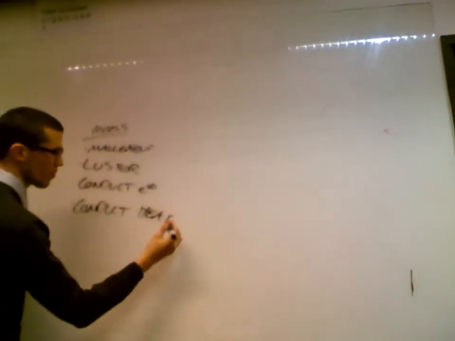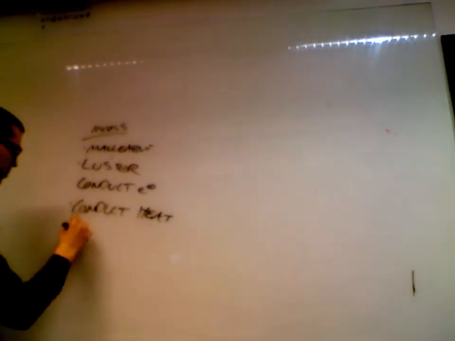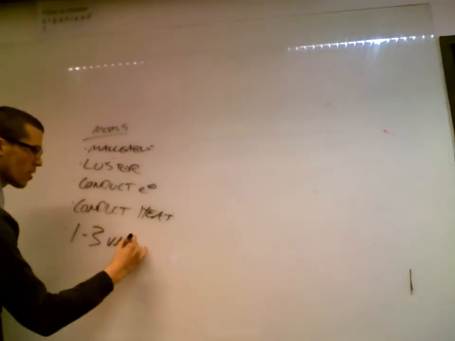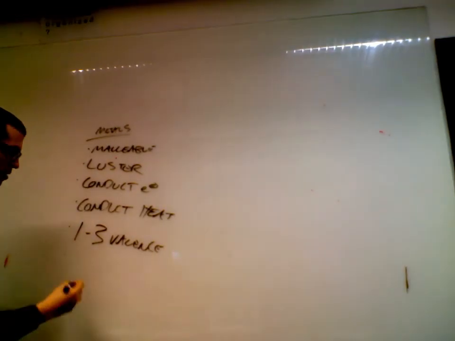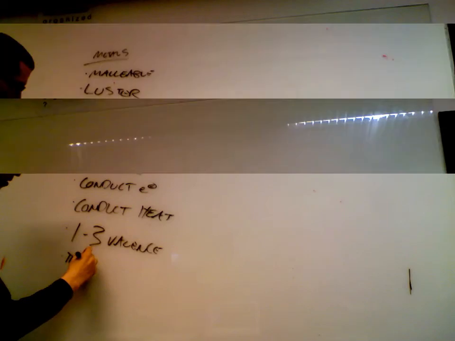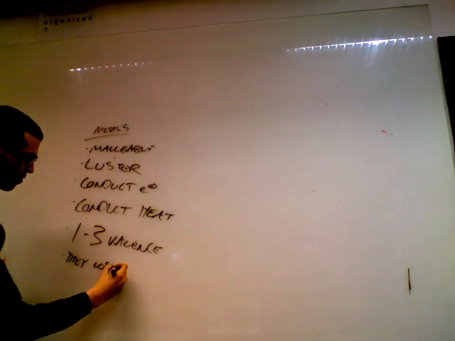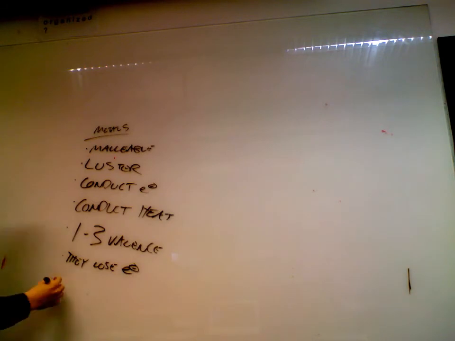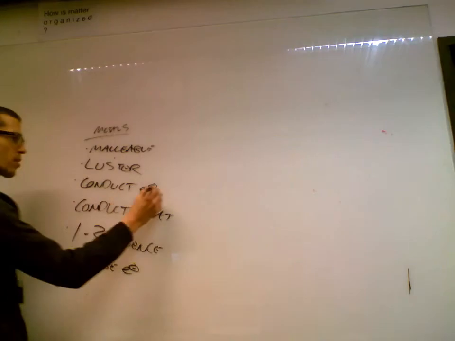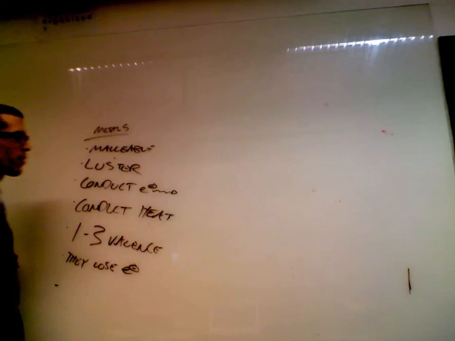Lawrence, can you say that one more time? 1 to 3 valence electrons. This is key. And because of that, Pauline, what happens? They tend to lose electrons. They lose electrons easily. They can't hold on to them. And at room temperature, they're mostly solid. They conduct electricity, that's moving electrons. That's electricity.